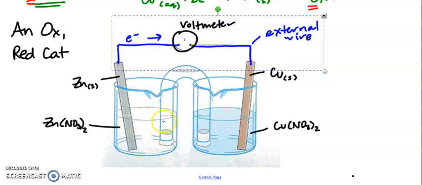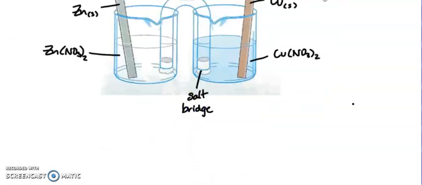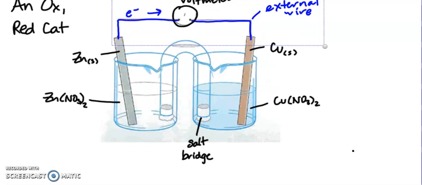In the middle here, this piece right here, this is what we call the salt bridge. And the salt bridge could be tubing, it could be just some sort of even like fabric or tissue that allows salts or ionic compounds to travel through it. So in the salt bridge, in this case, our cations are going to go this way, and our anions are going to go this way.